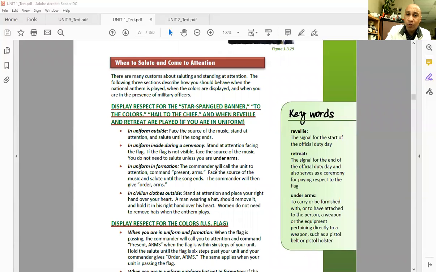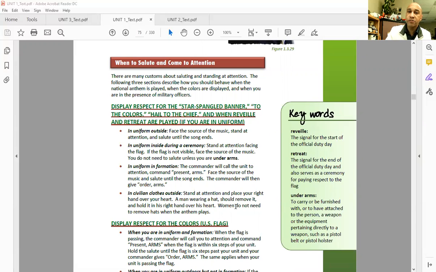If you're in uniform and you come to attention, salute. What if you're in formation? They're going to stop the formation. If the anthem is playing, you're going to face the music if you can't see the flag, or face the flag if you can see it. They're going to call you to attention, tell you to present arms, and you're going to salute. Then they're going to tell you order arms. Guys, you need to know this stuff. If you're in civilian clothes, what do you do?